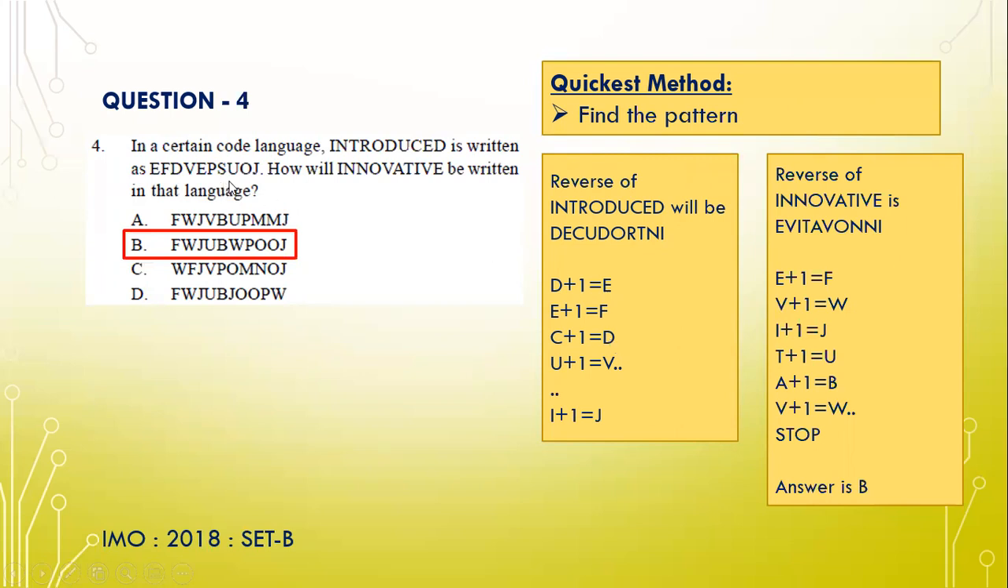So similarly, you can find the pattern E, F, D, V, E, F, D, V, E, P, S, U, O, J. I plus 1 is J.